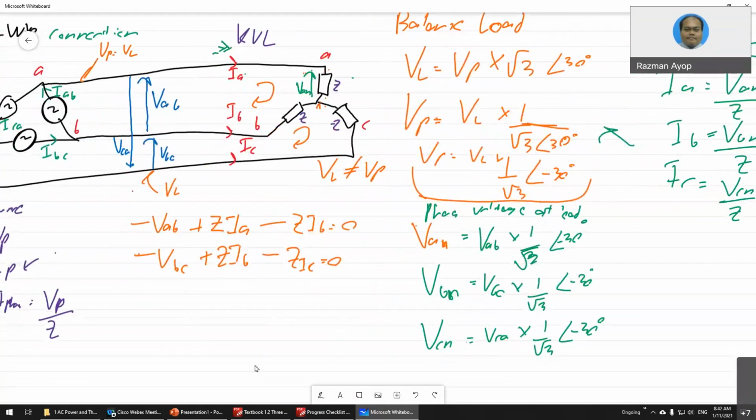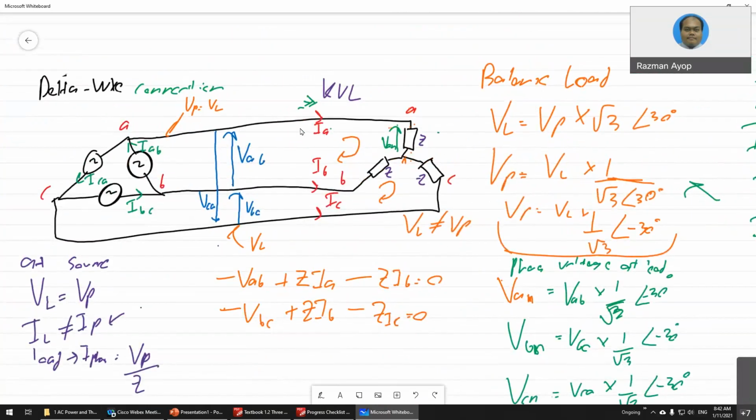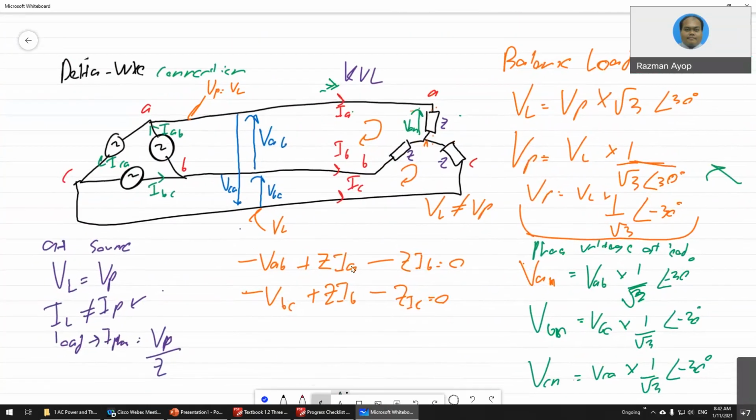Okay, you already obtained this one, and this one. Now the last part is the phase current. Phase current at the source.